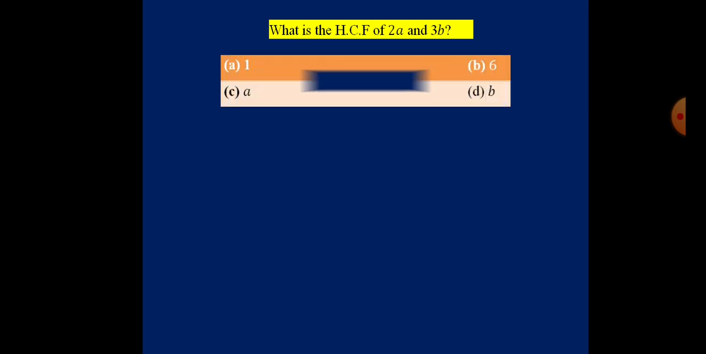This is the last quiz question. What is the HCF of 2a and 3b? Okay, you can see there is actually no common factor between 2a and 3b other than 1. So 1 is the correct answer in that case.